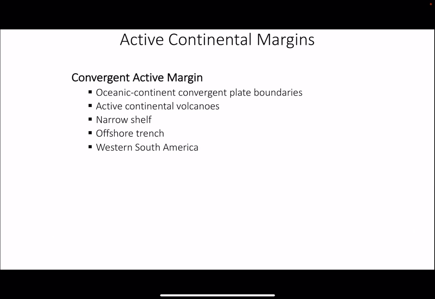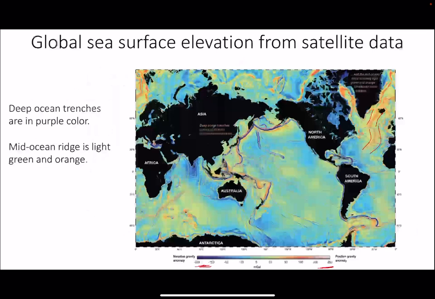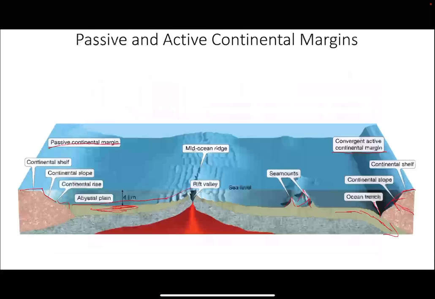Okay, so to summarize, active continental margins are where you've got convergent plate boundaries, so plates bumping into each other. You frequently have volcanoes, you have a narrow shelf, you'll have some sort of an offshore trench, and this is true of, for example, Western South America. If you go back and look at that map, well, let's just go back and look. So Western South America, you see this dark blue line? That's the trench that results from the plates bumping into each other.